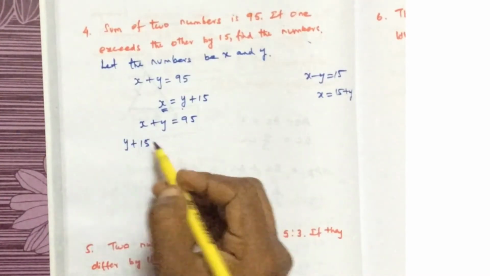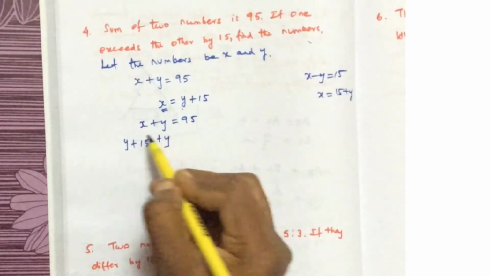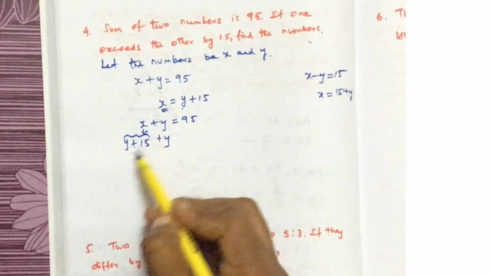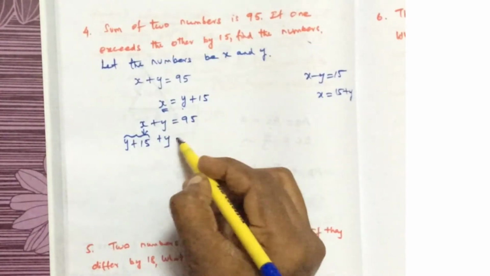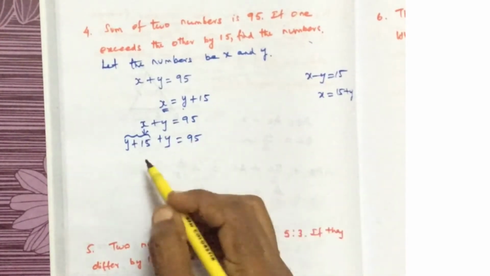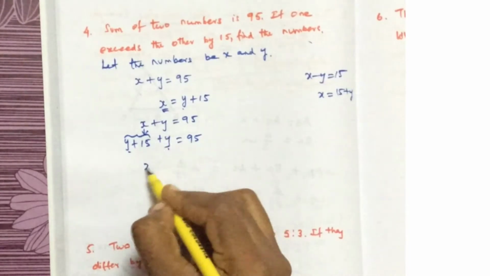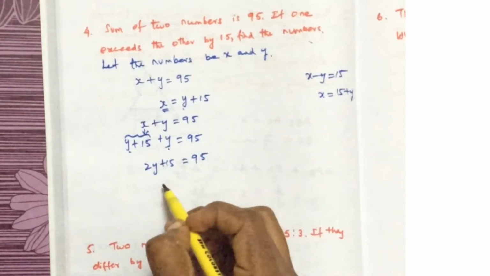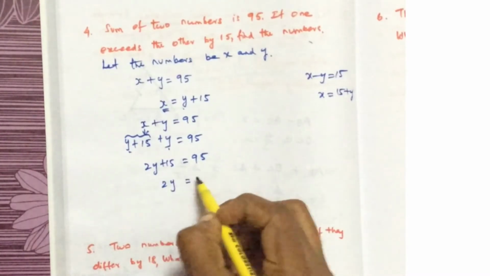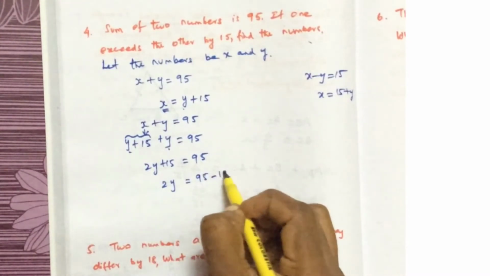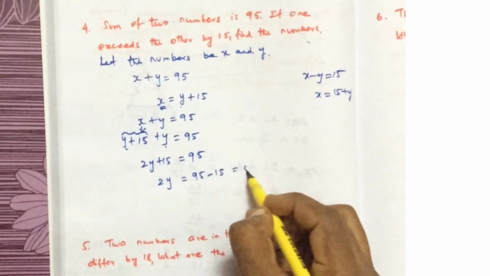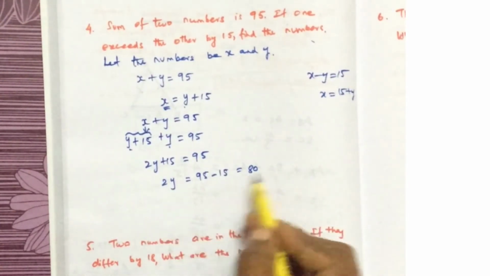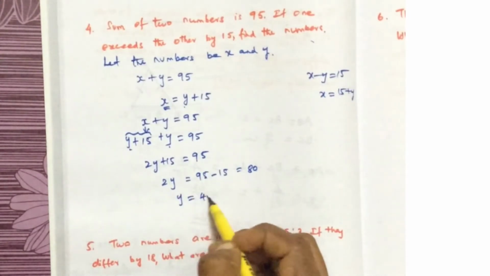y plus 15 plus y equal to 95. Instead of this x, I am substituting y plus 15. Now y plus y is 2y. 2y plus 15 is 95. 2y equal to 95 minus 15, that is 80. 2y is 80. So I have to divide by 2 on both sides, which gives y is 40.